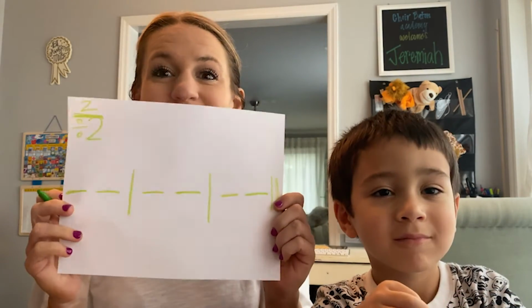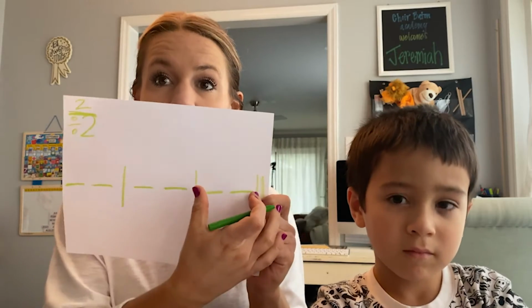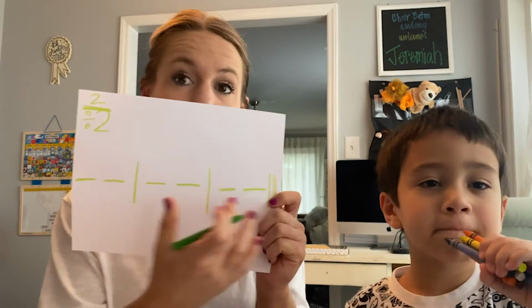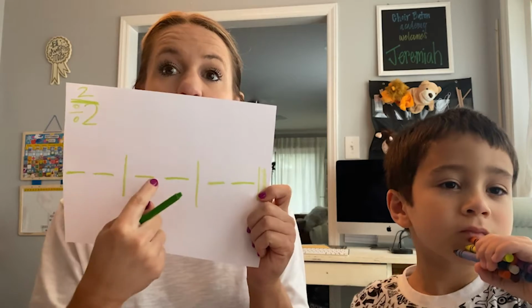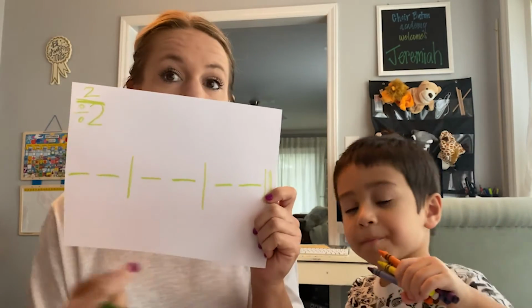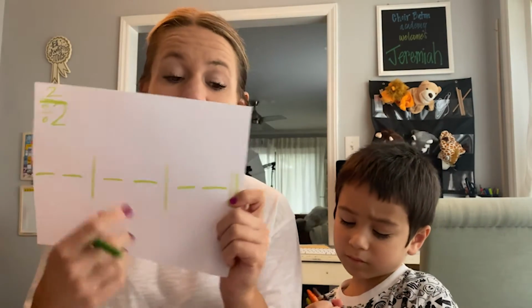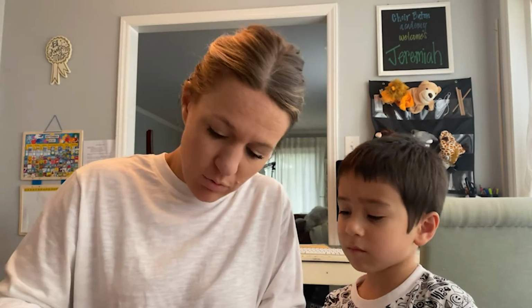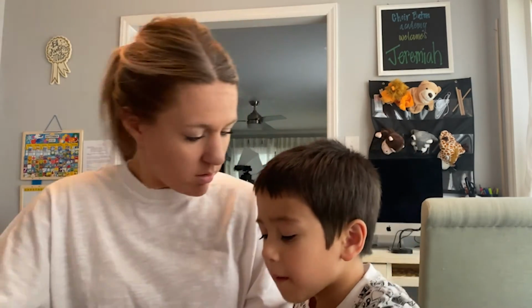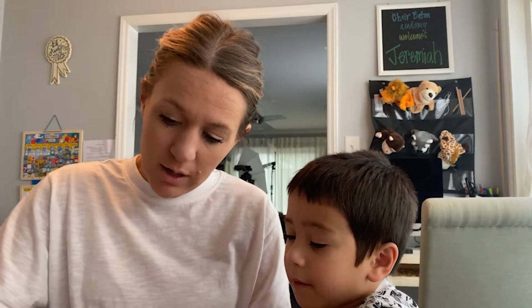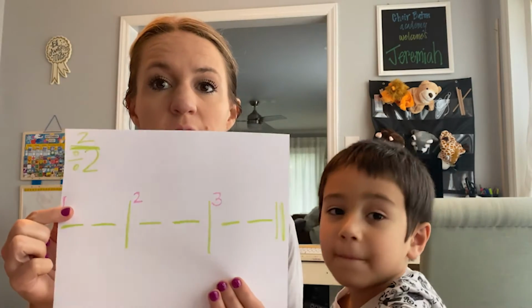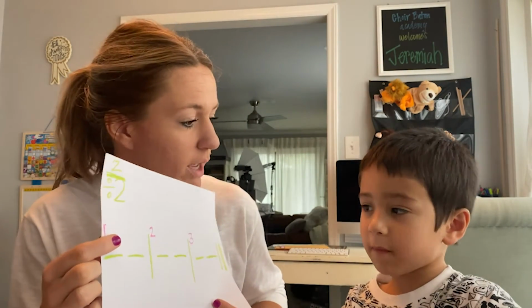So here is an example of 3 measures of music. Each has 2 beats within them. Okay, and then they have the bar lines. So we're going to number these. Jeremiah, what number comes after 1? 2. So right after that bar line, I'm going to write a 2. And then what number comes after 2? 3. So you can see here, we have, how many measures do we have, Jeremiah?